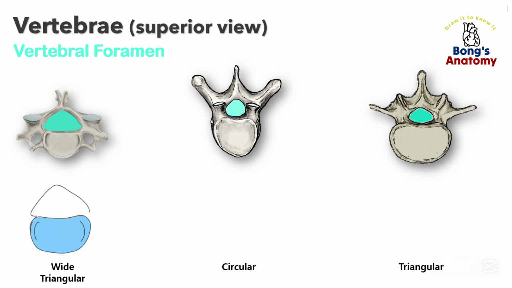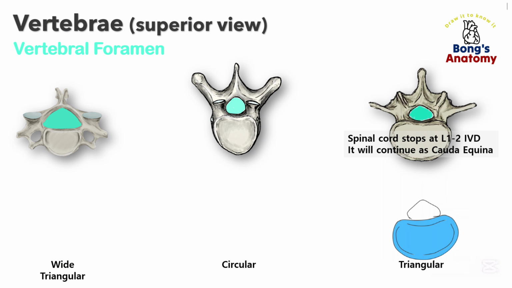Next is the vertebral foramen. In cervical vertebrae, the foramen is wide and triangular, accommodating the spinal cord, a critical structure for transmitting neural signals. In thoracic vertebrae, the vertebral foramen is more circular, reflecting the narrower spinal cord in this region. In lumbar vertebrae, the foramen is triangular but smaller compared to the cervical region.